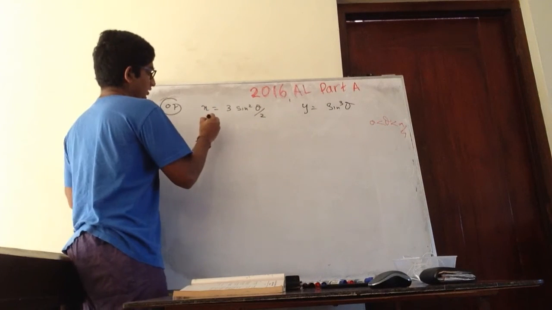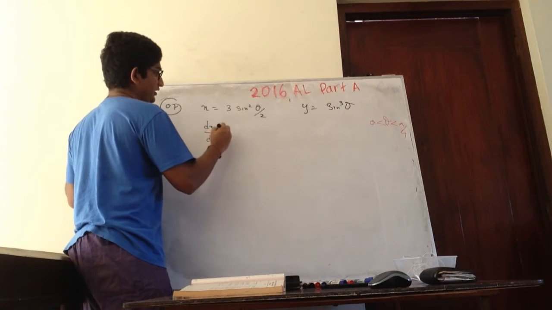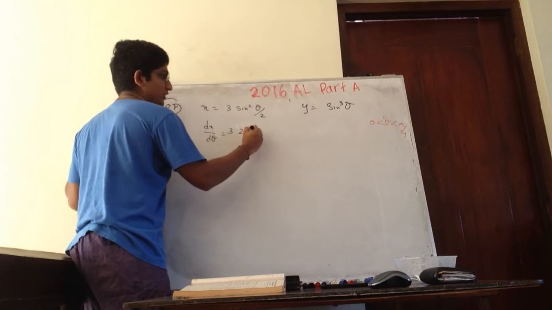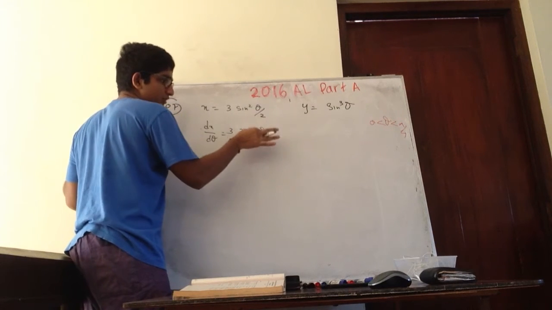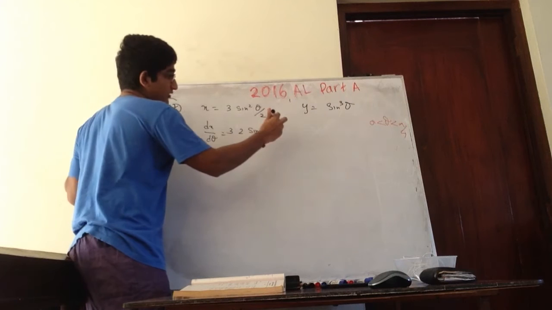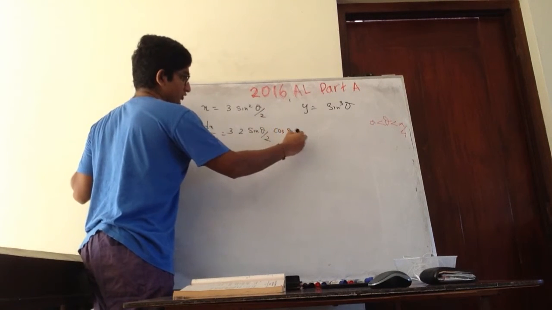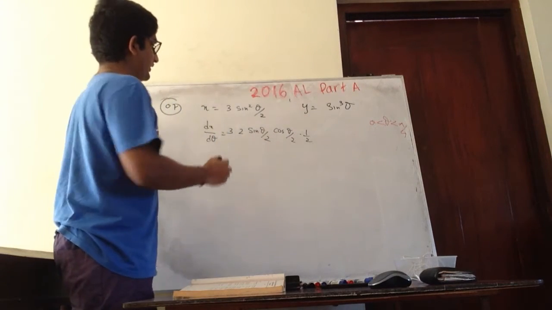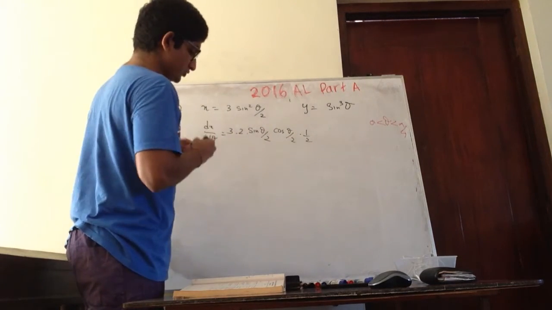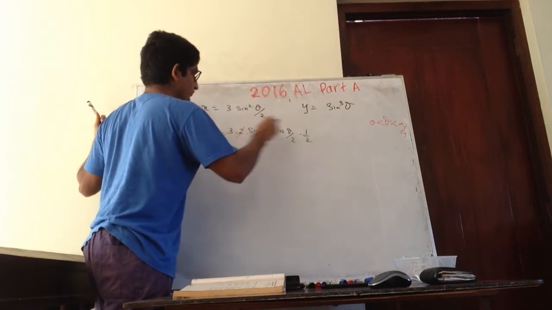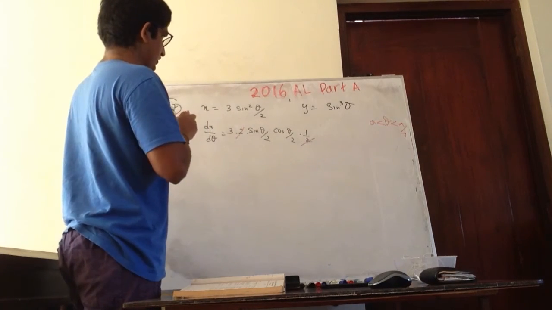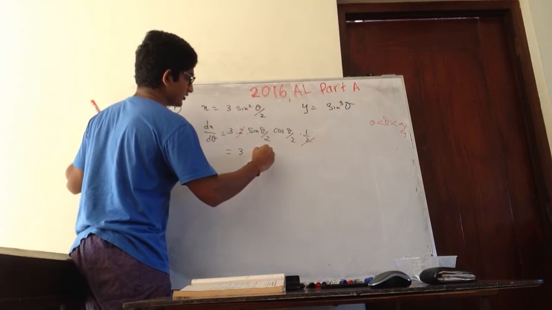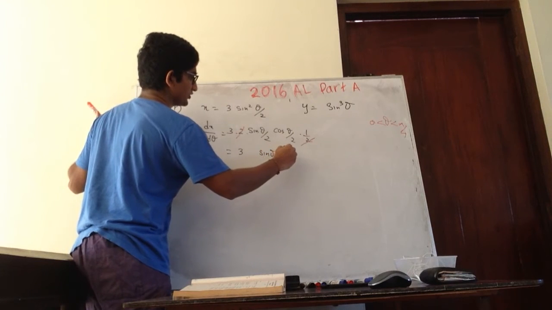Now dx over d theta is what? 3 is anyway there. If you differentiate this part, you will get 2 sine theta over 2. Then you differentiate the sine theta part, which is cos theta over 2. Then you differentiate the theta over 2 part, which is half. So I'm going to cut these two off. Then I will get 3 times sine theta over 2 cos theta over 2.